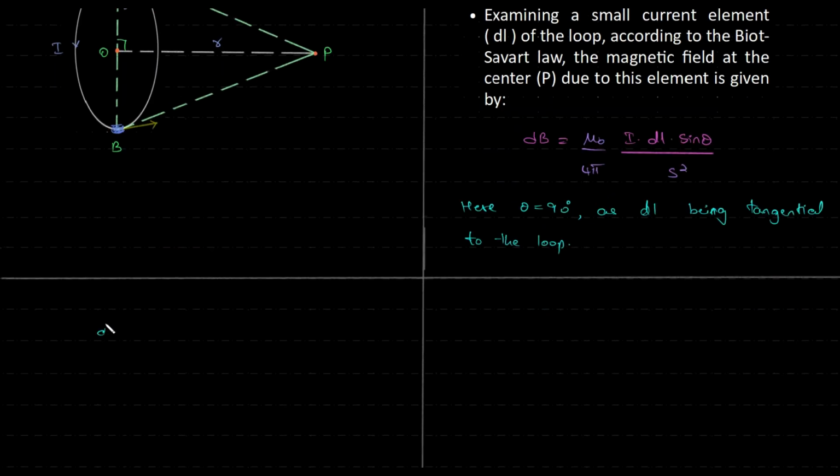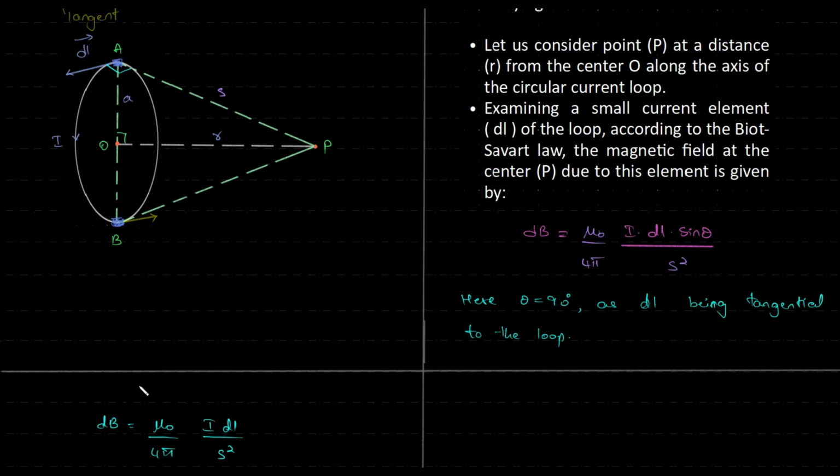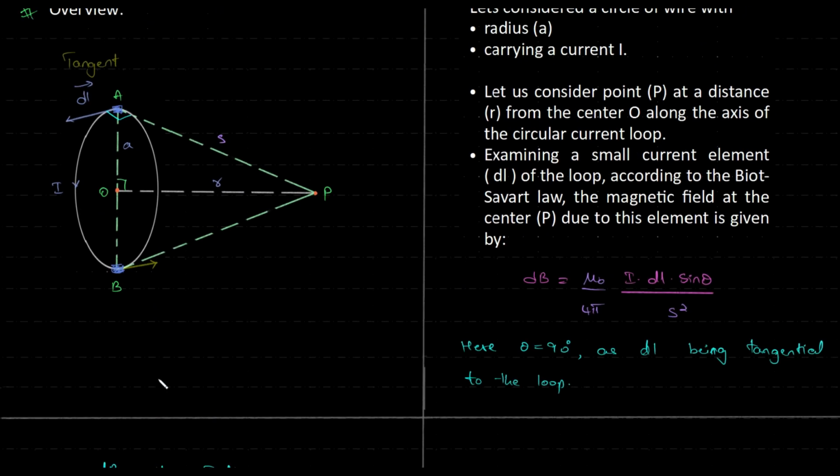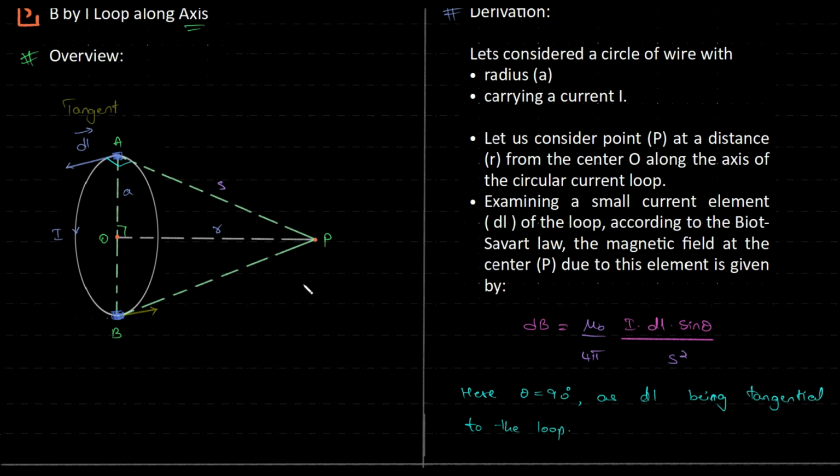Therefore, dB is equal to mu naught by 4 pi, I DL by S square. Now, what is the direction of the effect of, say, one component? It would be perpendicular to AP and perpendicular to DL as well. It's a cross product, right? It has to be perpendicular to the surface containing DL and S. So that's your dB at A.